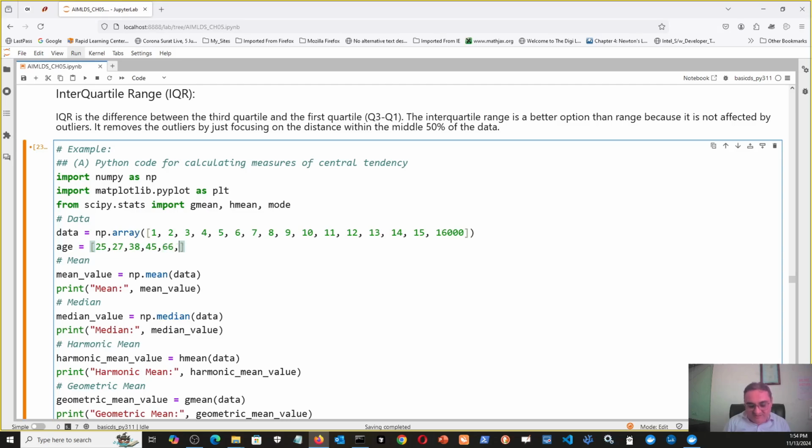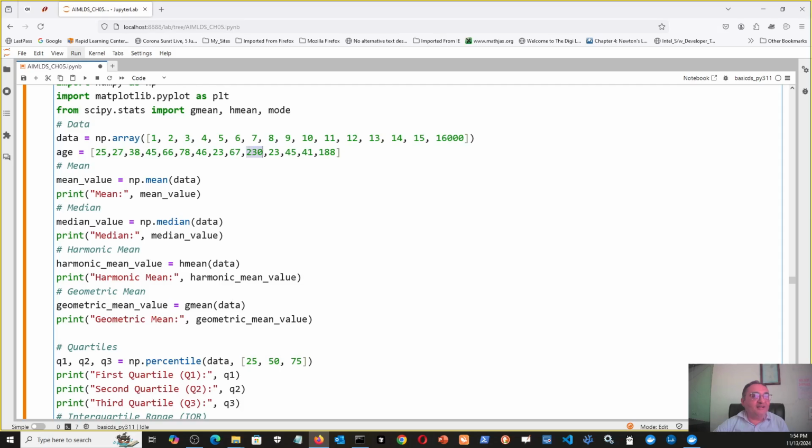45, 66. Suppose in a hospital, the ages of patients are written in one column: 46, 30, 23, 67, and suddenly there is one observation, 230, and similarly thereafter again some normal observations, 23, 45, 41, and so on, and then there is suddenly another observation, say 108, 188. Now clearly, no human being has ever lived, according to the Guinness Book also, more than 230 years or 188 years. So that means these are outliers, and here they must be removed.